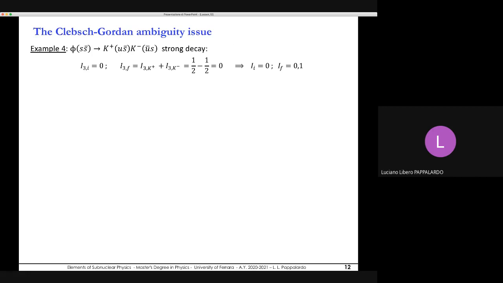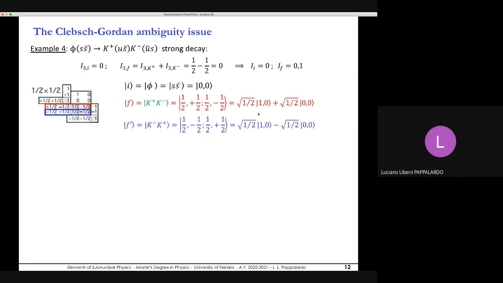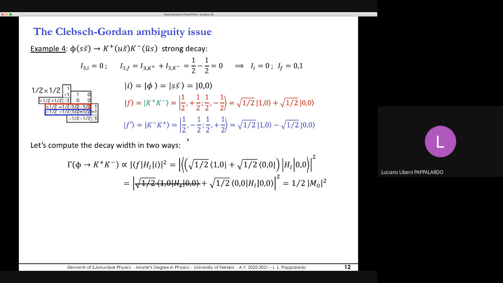So these are the isospin assignments. The initial state is a pure 0-0 state because there is no up quark, there is no down quark, so it is an isospin singlet state, okay? So 0-0, there is only one possible choice. For the final state, we have our usual two possibilities, depending on the order you take, K plus K minus or K minus K plus. And now you want to compute the decay width, okay?